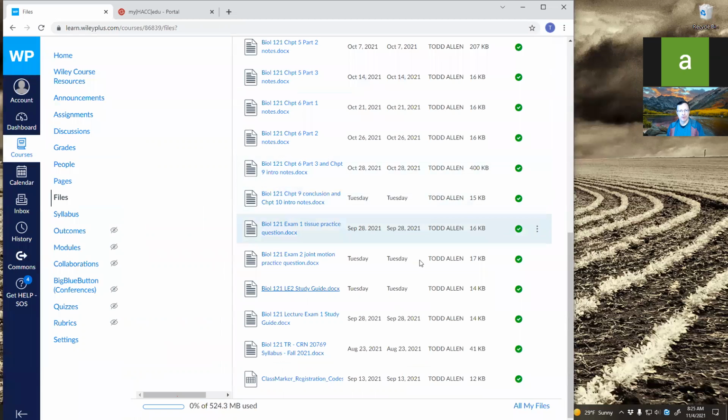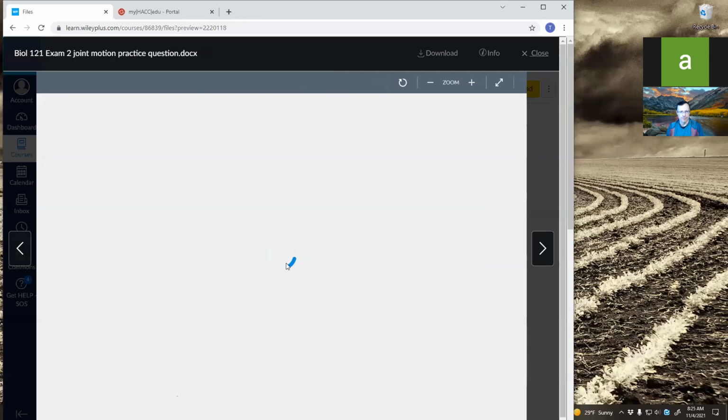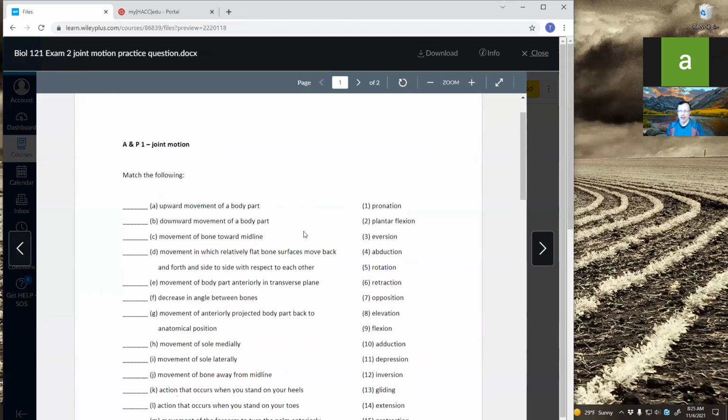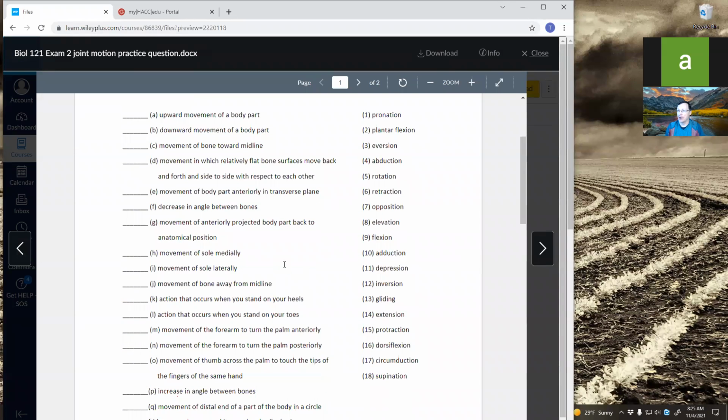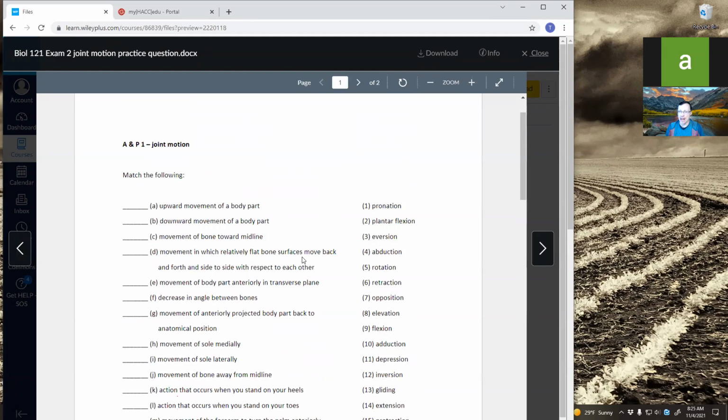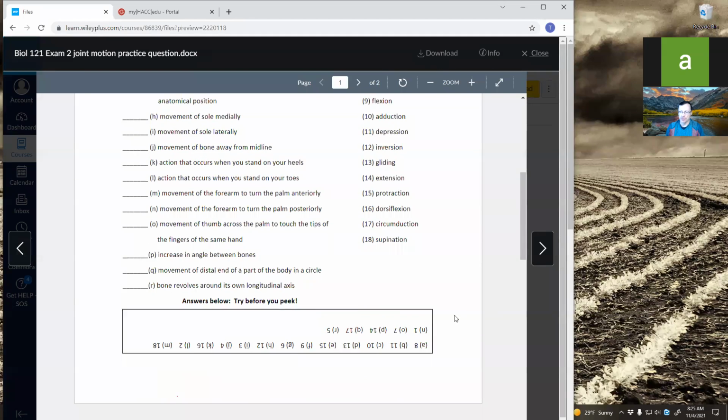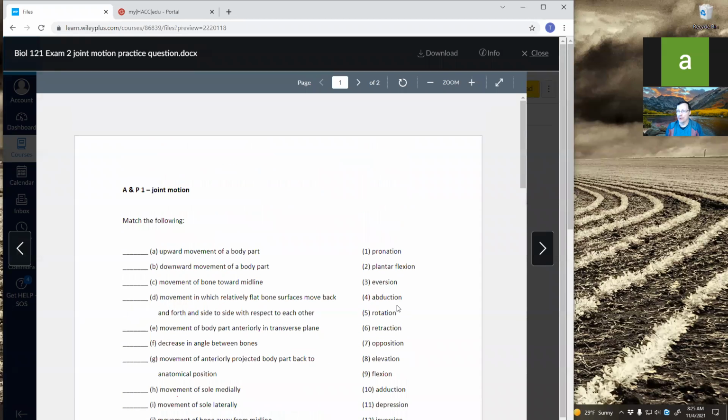In addition to that, be aware that I've also placed a joint motion practice question sheet on Wiley Plus. Here it is. Okay. The idea is similar to the lecture exam 1 situation where you had different statements about tissues and you had to match the statement to a tissue category. Here I have different statements, which are the definitions of these various angular motion terms that we just went over last class. And I'm going to want you to match them up on the exam. Okay, so this is a practice sheet, and the answers are provided in an upside down version on the sheet.